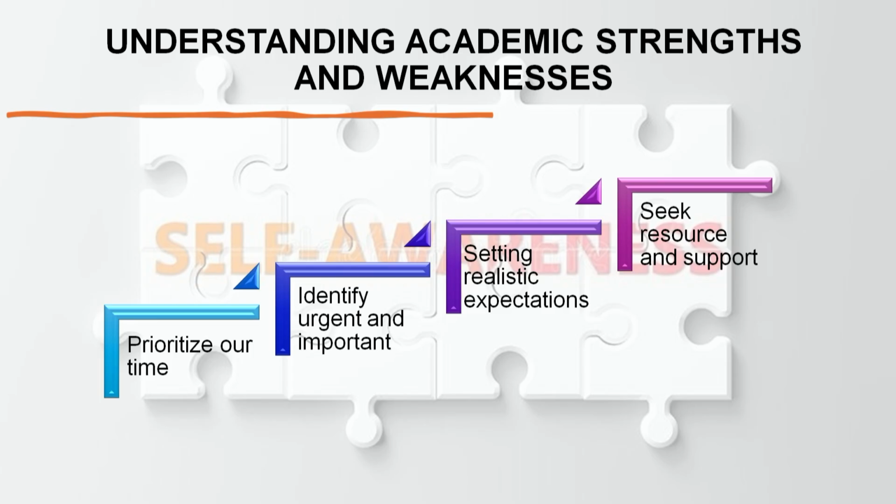Understanding academic strengths and weaknesses helps us in a way that we prioritize time, identify our urgent and important goals, set realistic expectations and seek resources and support. If you see one by one, self-awareness enables graduates to objectively evaluate their academic skills and identify the areas where they can excel or need to improve.